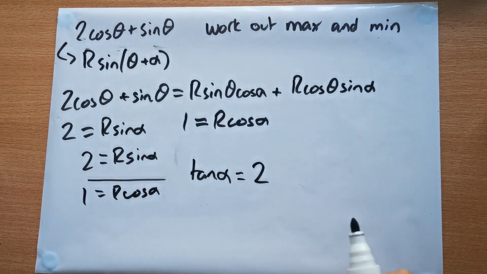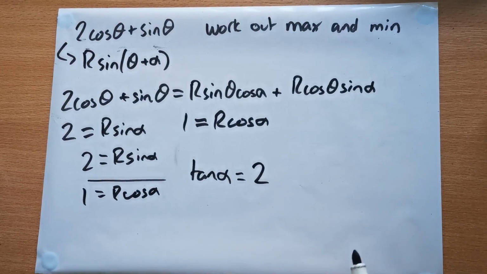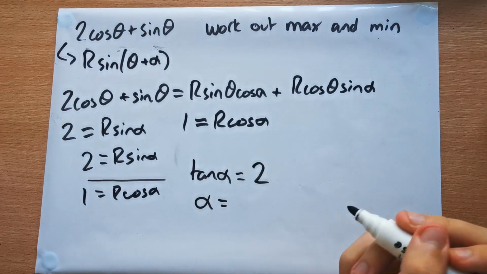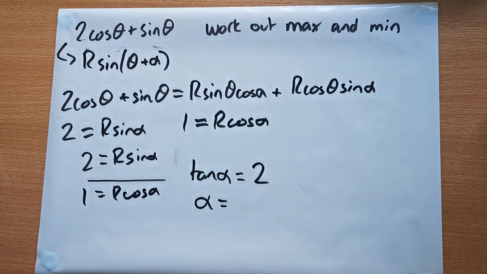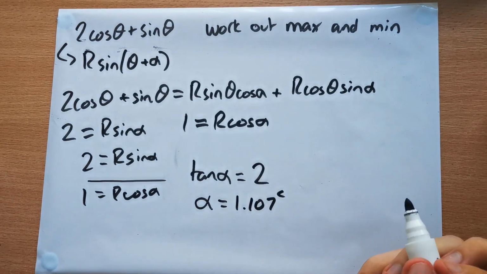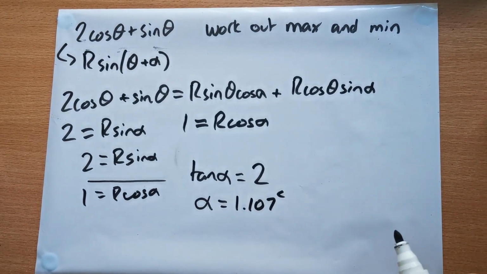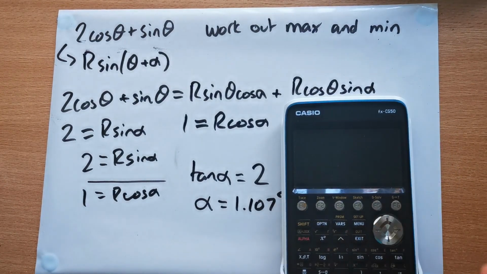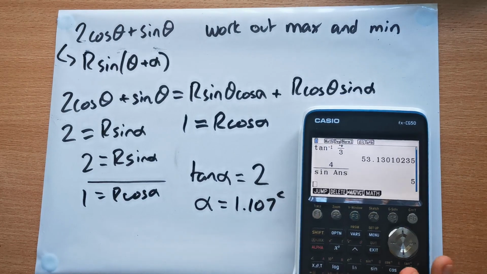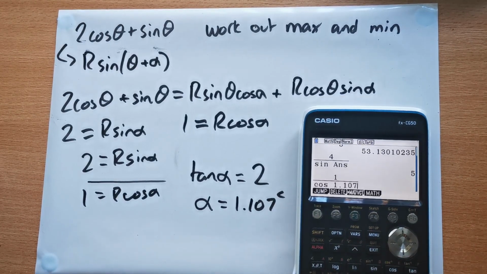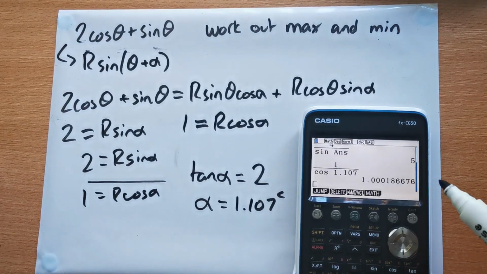Now we can work out what alpha is. This time it's going to be in radians, just for another example. So alpha is now equal to tan to the minus 1 of 2, which gives 1.107 radians. Remember, not in degrees, so I'm putting a little c. And to get r, I'm going to type in 1 divided by cos of 1.107, which gives me 1.00001.